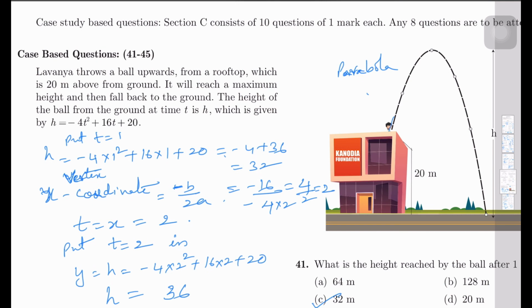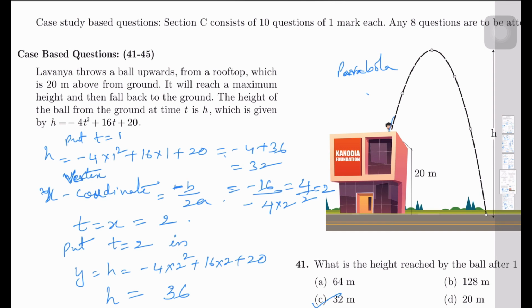Lavanya throws a ball upwards from a rooftop which is 20 meters above from the ground. It will reach a maximum height and then fall back to the ground. The height of the ball from the ground at time t is h, which is given by h is equal to minus 4t square plus 16t plus 20.